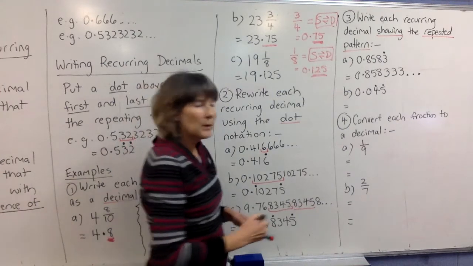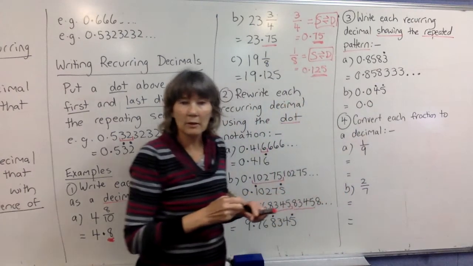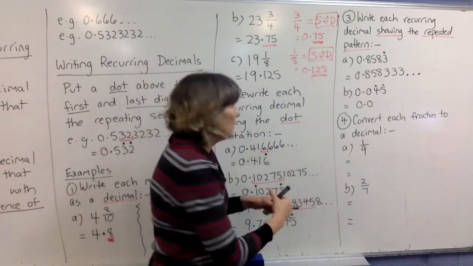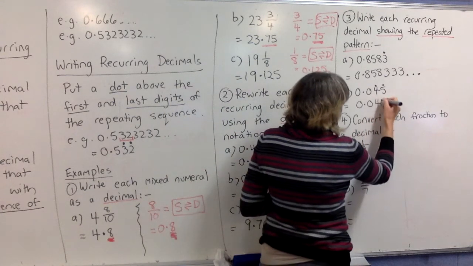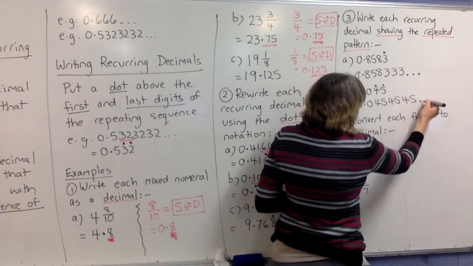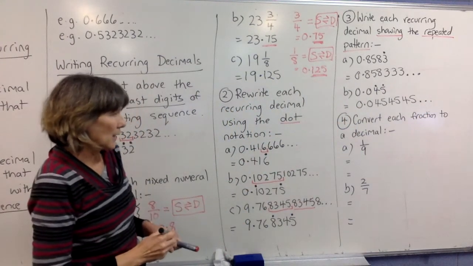So we've got 0.0. And then they're trying to tell us that the 4 or 5 is repeating. 4, 5, 4, 5, 4, 5. So we're going to do 3 of those. 1, 2, 3. And then dot, dot, dot on the end to show that that's going to continue like that.